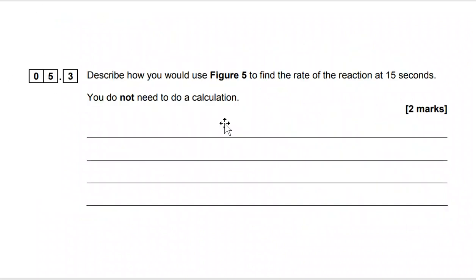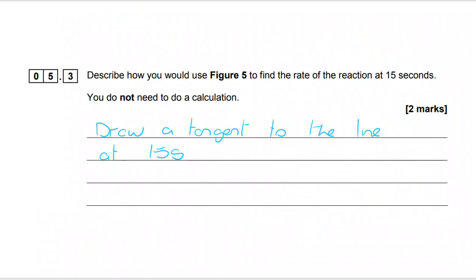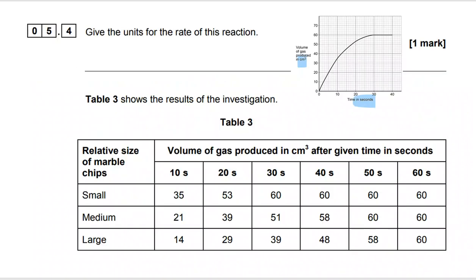On to 5.3, describe how you would use figure 5 to find the rate of reaction at 15 seconds. You do not need a calculation. Well, we're going to take a look at the graph again, because at 15 seconds, how are we going to work out the rate there? Well, what we do is we draw a tangent to the curve at 15 seconds. And once you've drawn the tangent, something that will only touch the line at that one point, we can calculate its gradient.